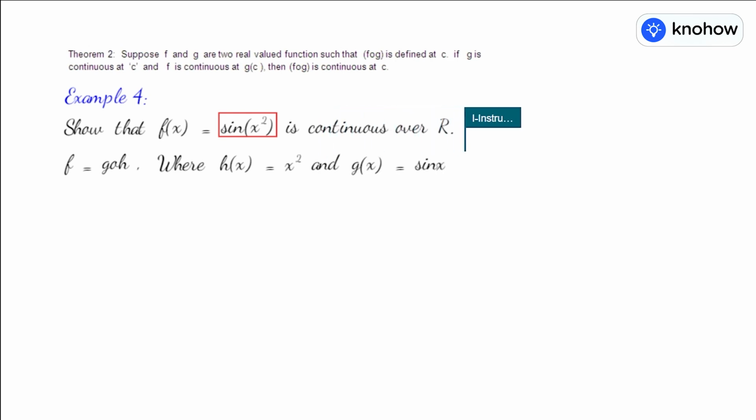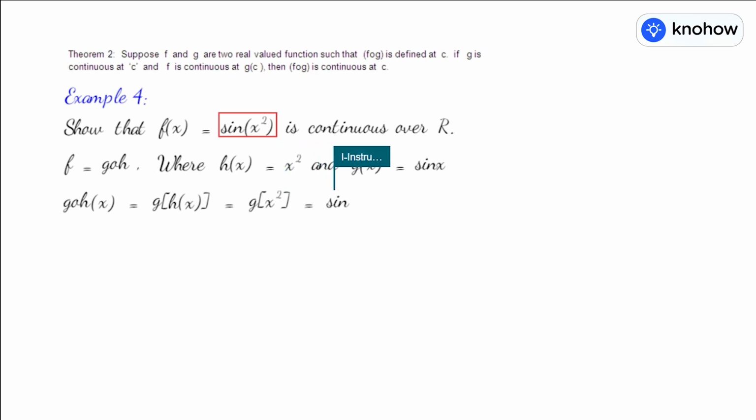Now first of all, let us see that goh will give you the same function. Just see this composite function goh of x. What do you mean by this? g of h(x). Now what is h(x)? Function h(x) is defined as x square. So it is g of x square. And what is function g defined as? Sine x. So it is sine of x square. So yes, we can rewrite the given function sine x square as a composite function goh.